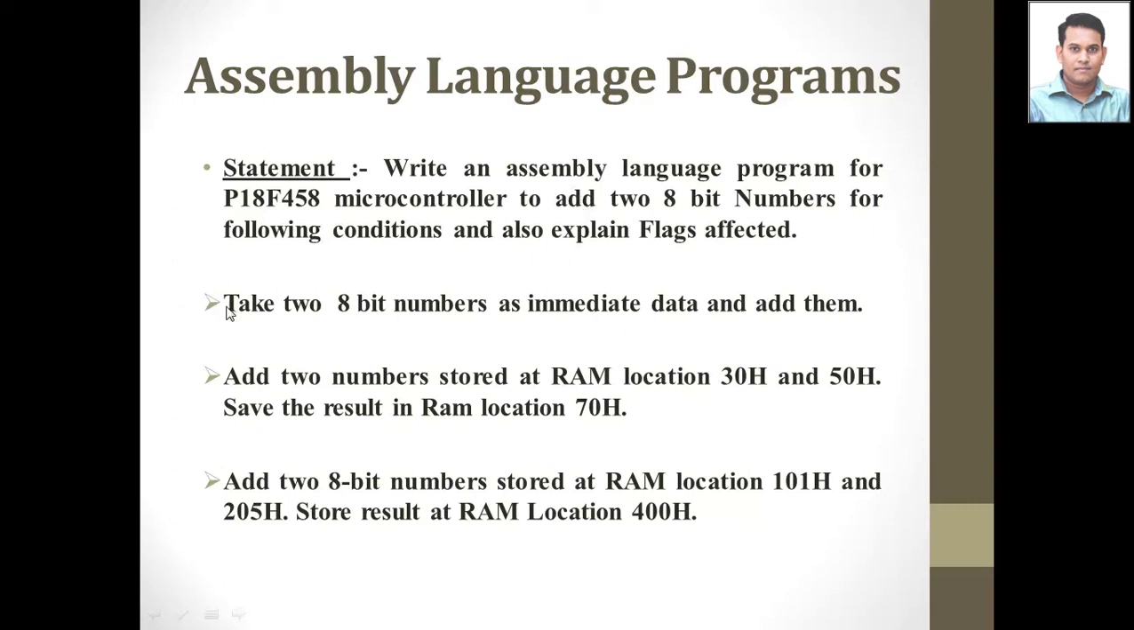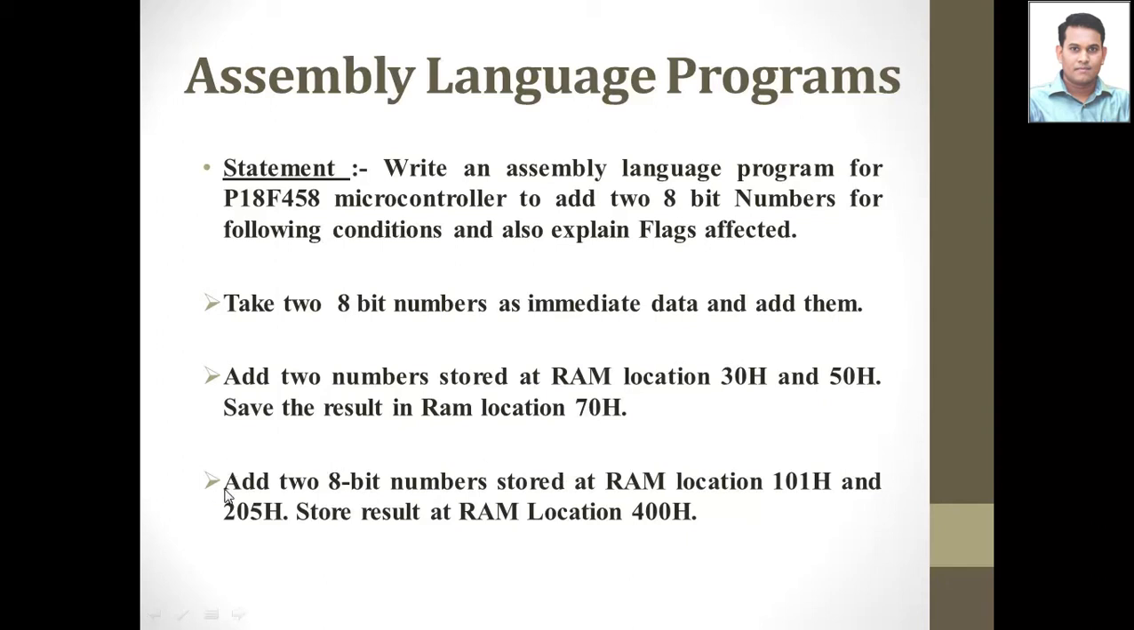The first condition is to take two 8-bit numbers as immediate data and add them. Second, add two numbers stored at RAM locations 30H and 50H and save the result in RAM location 70H. Here we have to save the data in these two memory locations, and after addition we have to save the result in RAM location 70H.